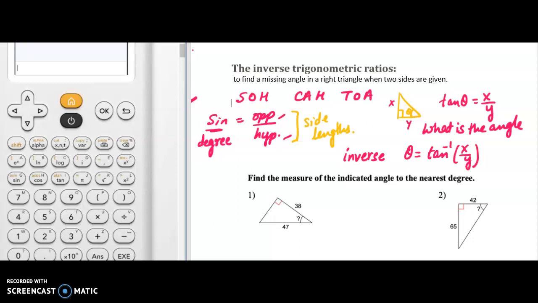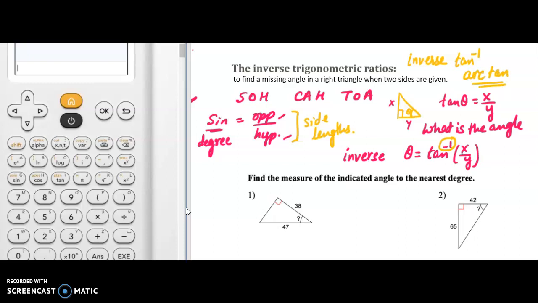Keep one thing in mind: this -1 right above any of the ratios, whether it's sine, cosine or tangent, is not -1 as such. It is read as inverse. We call it inverse. In some books or online, instead of tangent inverse, you might see arc tangent. That means the same.